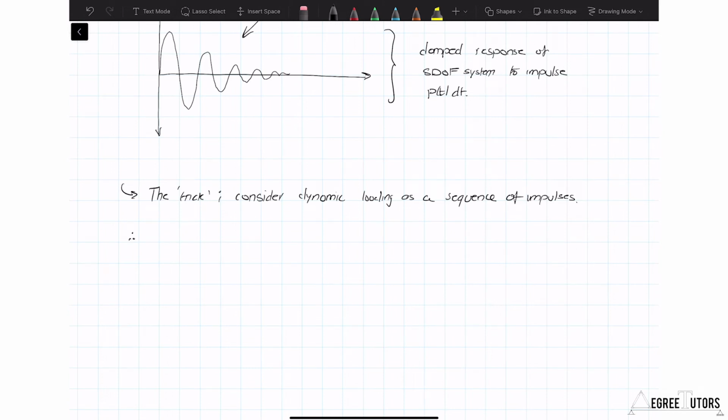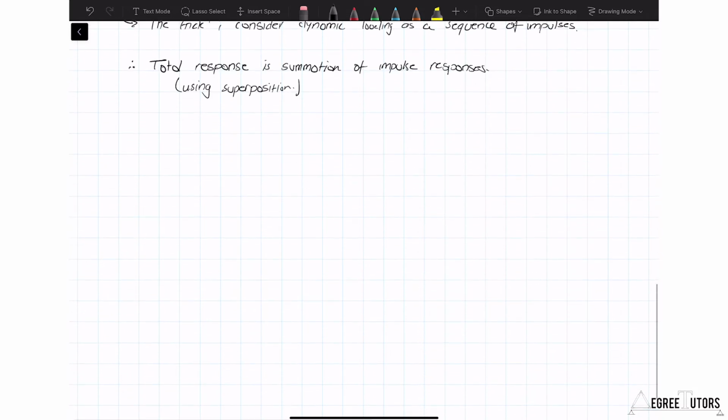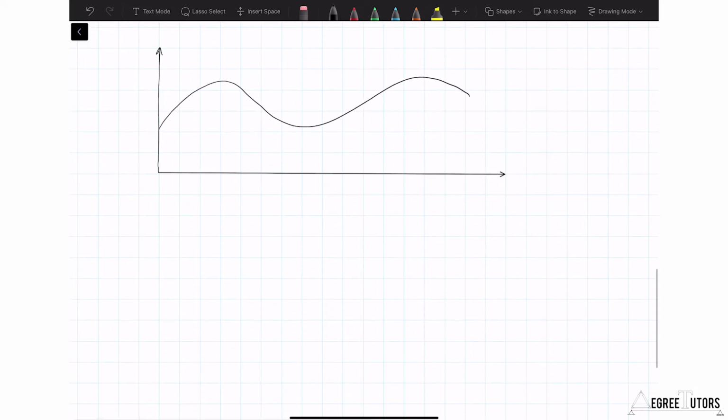And so we're going to be using essentially the principle of superposition here. So let's visualize this, right? Let's imagine we have some arbitrary dynamic loading. What we're going to do is, let's go with different colors here, break this up. I'm just picking some point in time along this loading history, and I'm saying that there is going to represent one impulse.